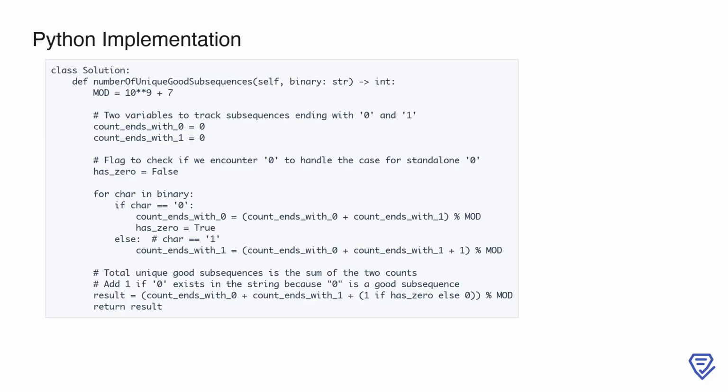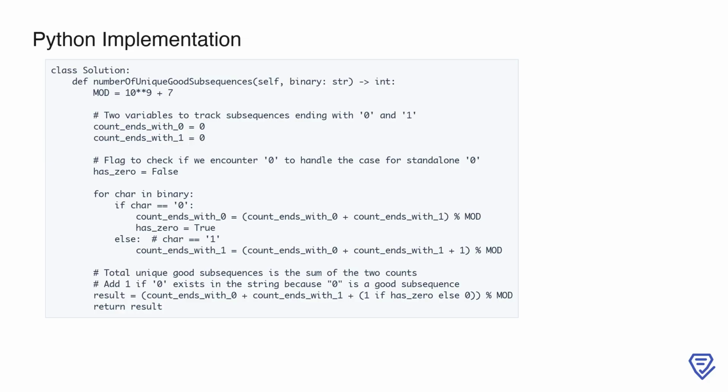If the character is 0, we update count_ends_with_0 by adding count_ends_with_1 to it. This is because any subsequence that ends with 1 can have 0 appended to it to create a new subsequence. We also set has_0 to true to account for the standalone 0 as a good subsequence. If the character is 1, we update count_ends_with_1. In this case, any subsequence that ends with 0 or 1 can have 1 appended to it to form a new subsequence. Additionally, the standalone 1 itself is a valid subsequence, so we add 1.